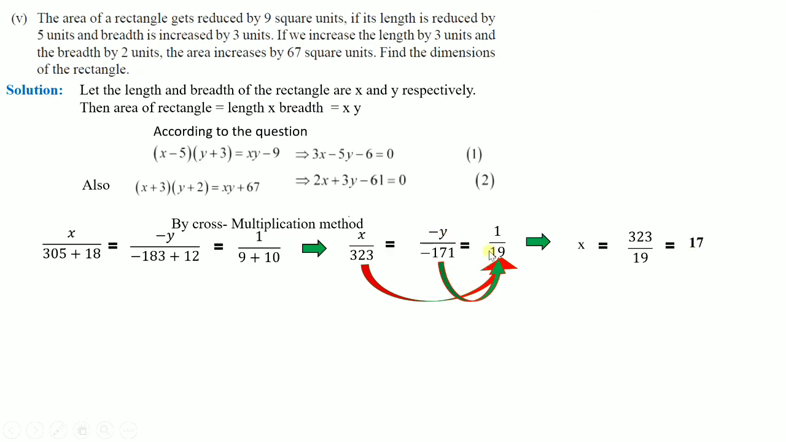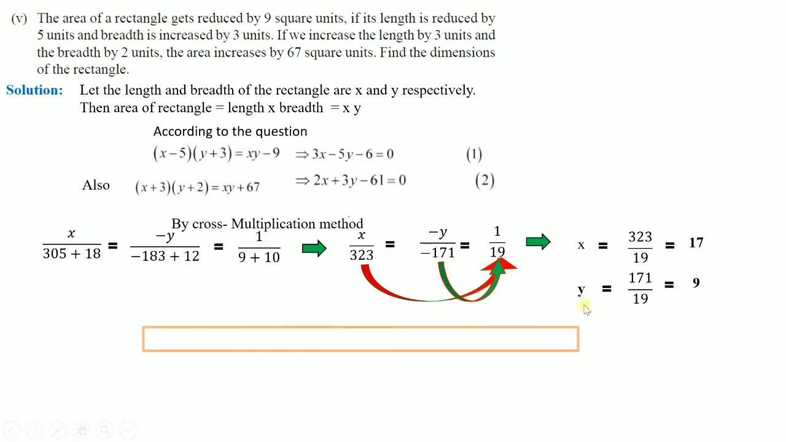Then we will take the other two. In this case, minus and minus cancel, and 171 upon 19, 19 9s are 171, so y is equal to 9.